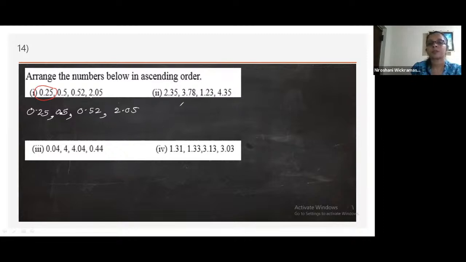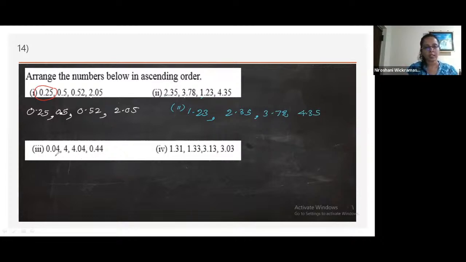Second one. First look at the unit place 1. This is the smallest one, 1.23. Now go to the next, 2.35. So it is easy. Compare the unit places here. 3.78, 4.35. Ascending order. Smallest to the largest.